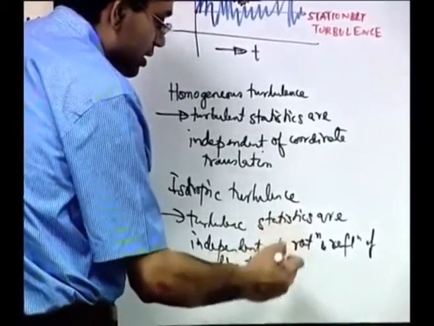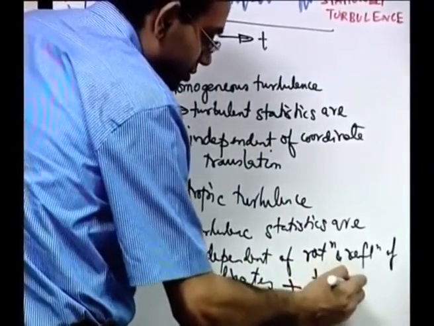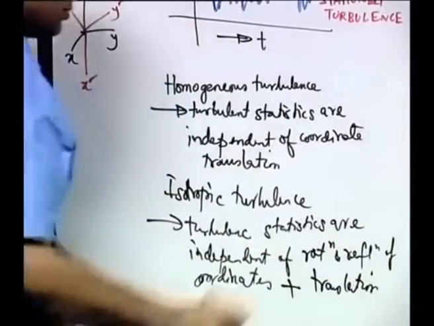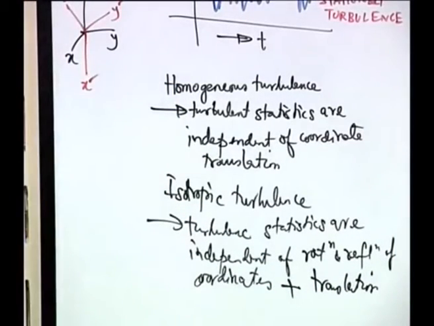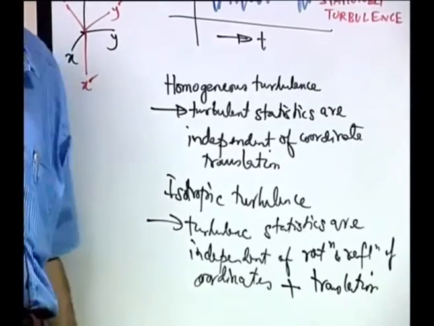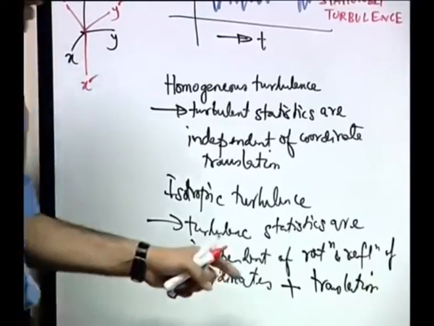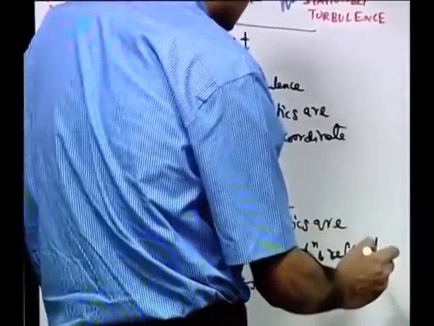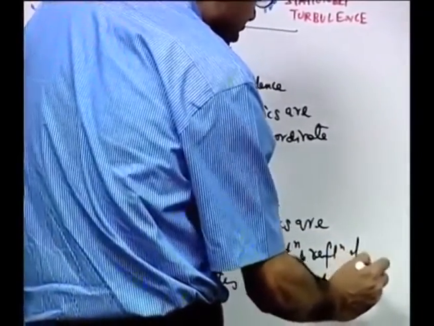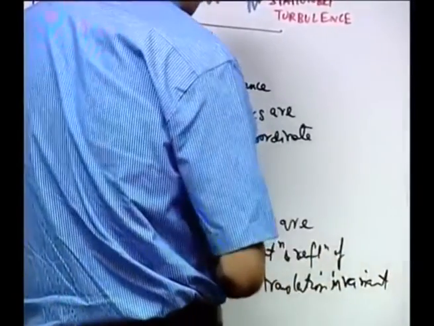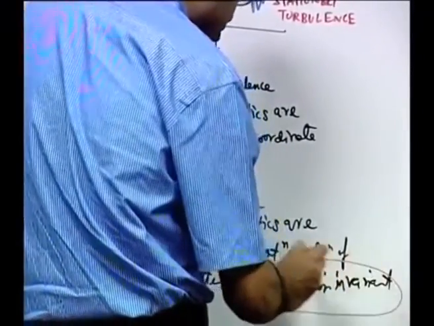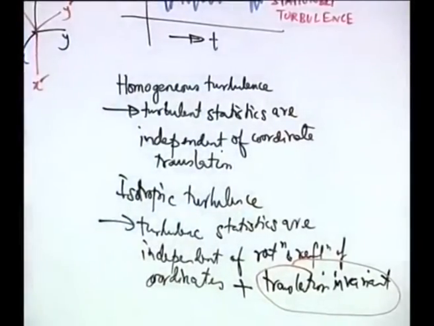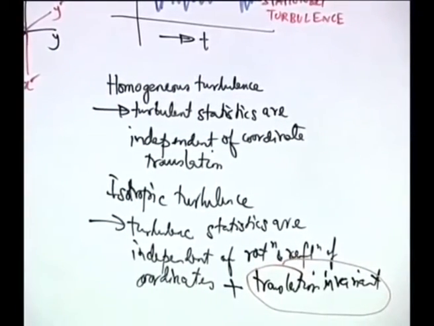So you can say that the turbulence statistics are independent of rotation and reflection, plus translation. That means isotropic turbulence by definition must be homogeneous, because when you say it is translation invariant, that means you are essentially talking of a homogeneous characteristic. So these are some terminologies.